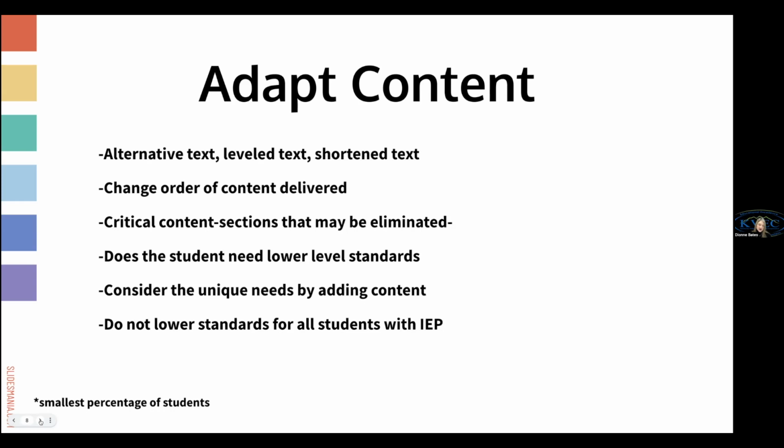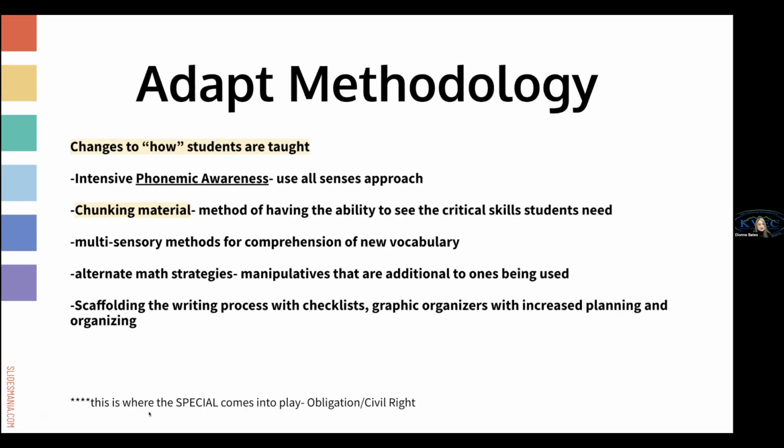So when we think about that adapt, we're really, again, just making sure that we only are doing that for students that are in those small populations, and it's a real small percentage of students. Otherwise, we're making sure that kids still get to that skill. Now, let's talk about the method. So this is how we are teaching students.